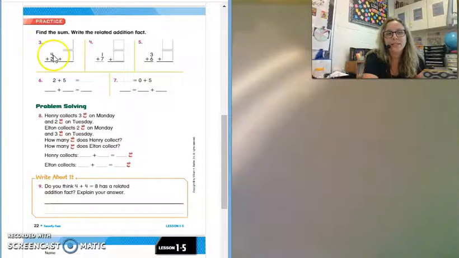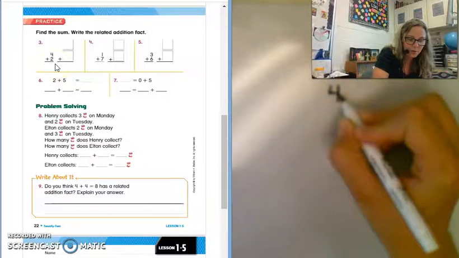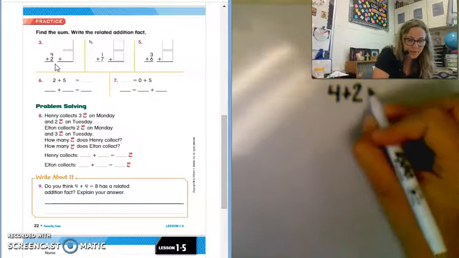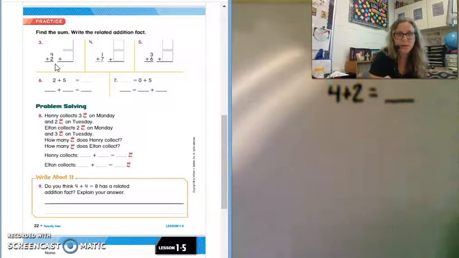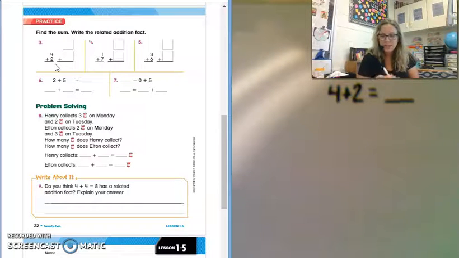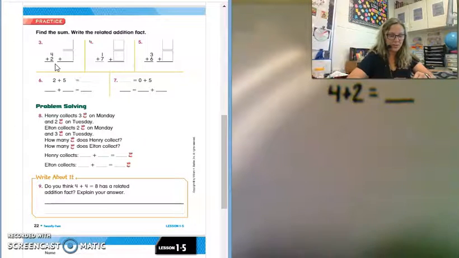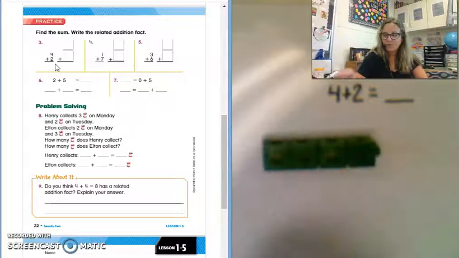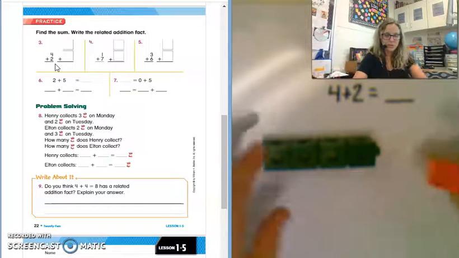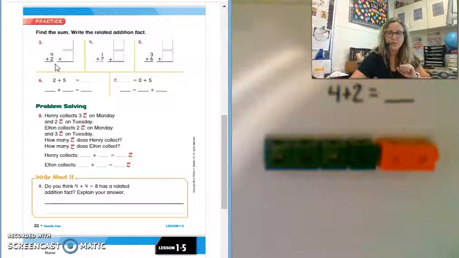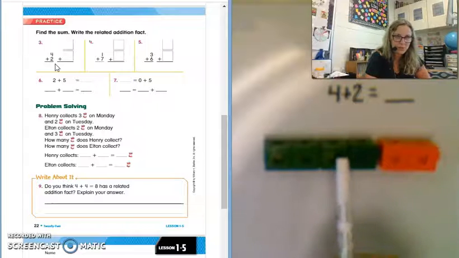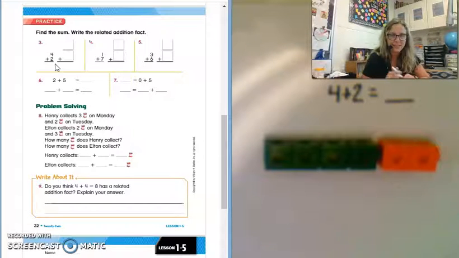So number 3 says 4 plus 2. If I were to write that out, 4 plus 2, and that's going to equal some number, okay? So let's do 4 of my first color. I'll do 4 green, okay? So I have 1, 2, 3, 4 green here. And then I have 2 orange, so 1, 2, so 4 plus 2. Now all together that gives me 1, 2, 3, 4, 5, 6, okay?